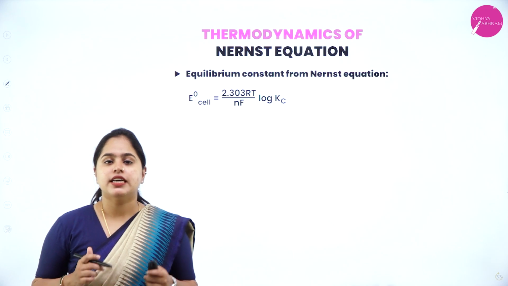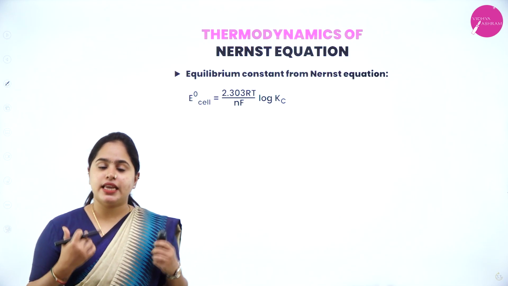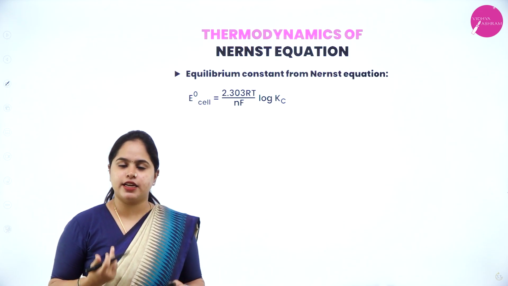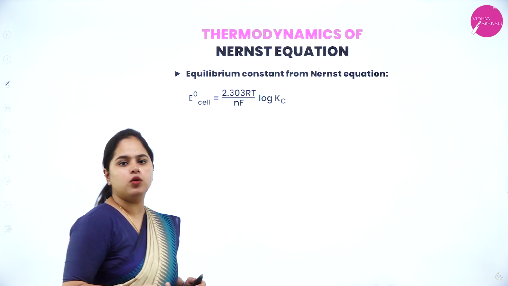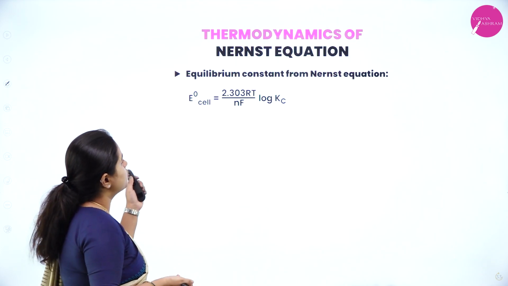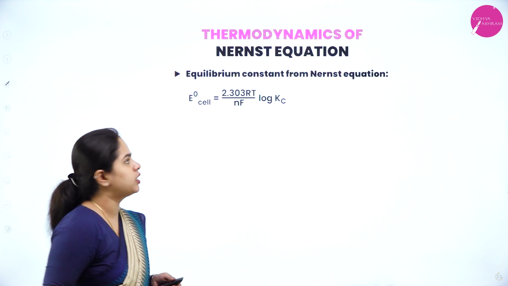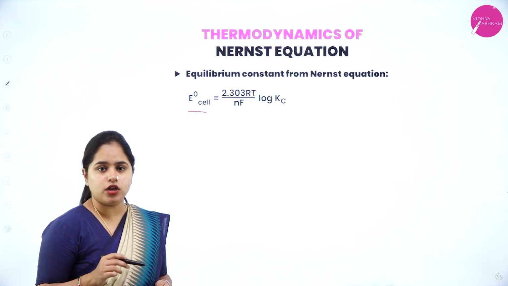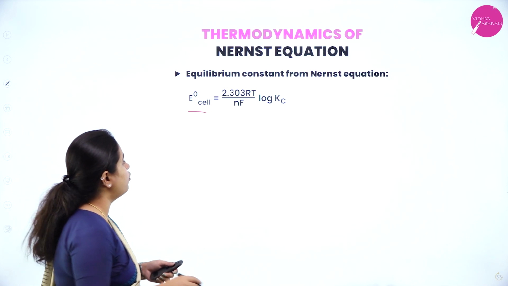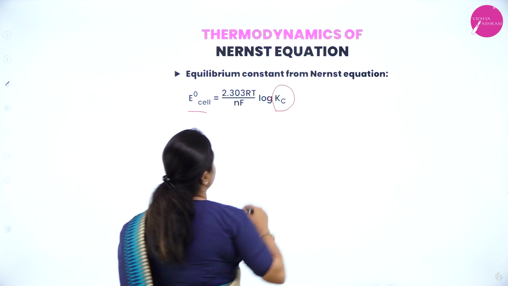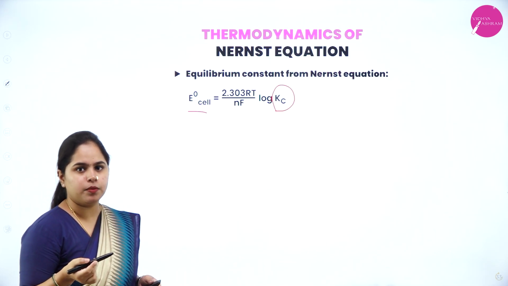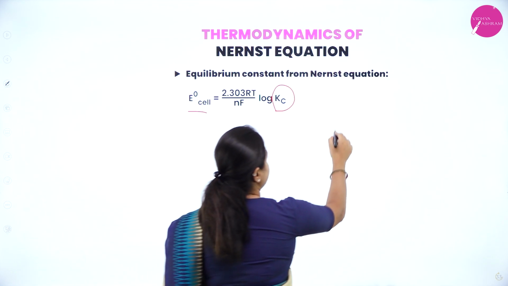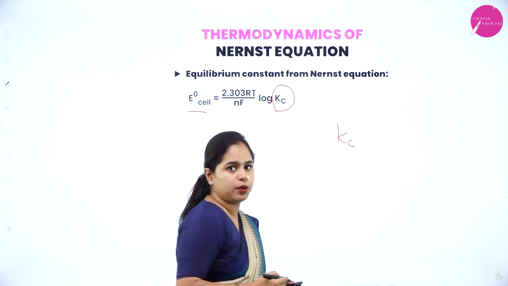So the first relationship is between the E naught cell, that is the standard electrode potential, and the equilibrium constant, right? So the equilibrium constant for Nernst equation is E naught cell is equal to 2.303 RT by nF log Kc. So this Kc is the equilibrium constant. So how do you write Kc? What is Kc actually? Equilibrium constant.